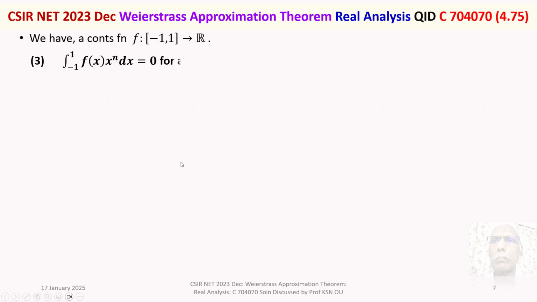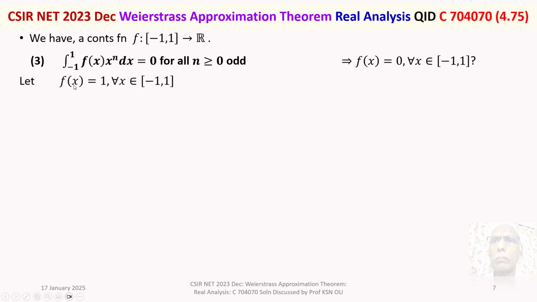Option 3. Integral -1 to +1 f of x into x to the power of n dx is equal to 0 for all n greater than or equal to 0, n odd. That is, n is odd, n greater than or equal to 0. Will it imply f of x is equal to 0 for all x belongs to the closed interval -1 to +1? This is not so, because of the condition n greater than or equal to 0 is odd.